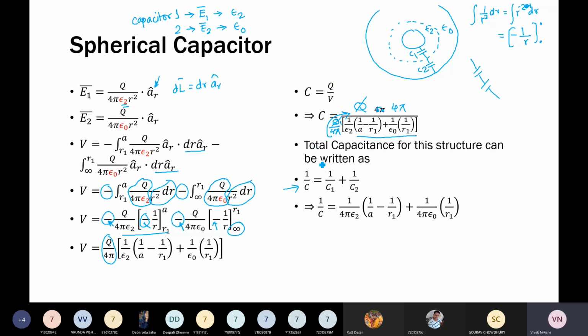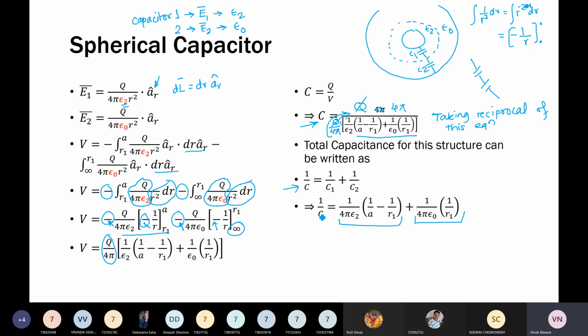So we can write down, okay, we had an equivalent capacitance C expressed in this way. Also, we know that this one. So taking the reciprocal of this equation, तो 4 पाई नीचे चला गया, न्यूमरेटर नीचे गया, डिनोमिनेटर ऊपर आया. So we will have 1 upon 4 pi epsilon 2 into 1 upon a. एक पहली टर्म आ गई, प्लस ये दूसरी टर्म आ गई.